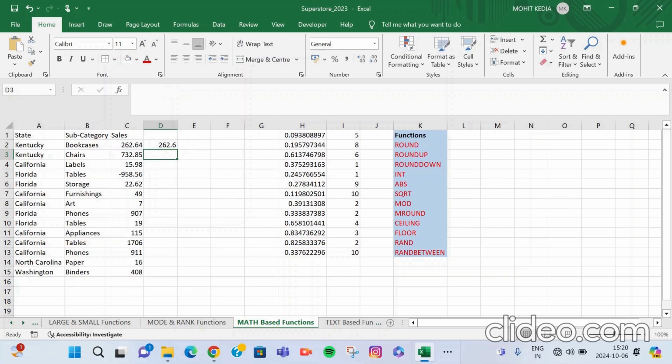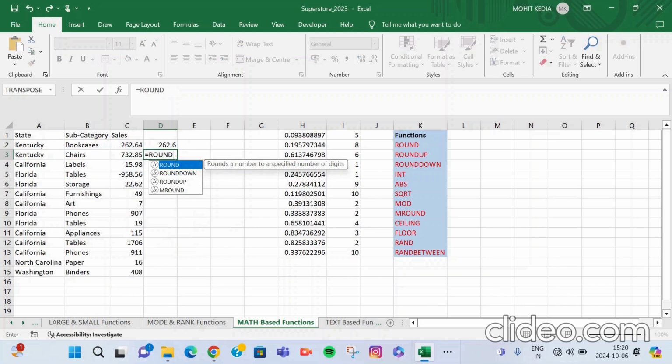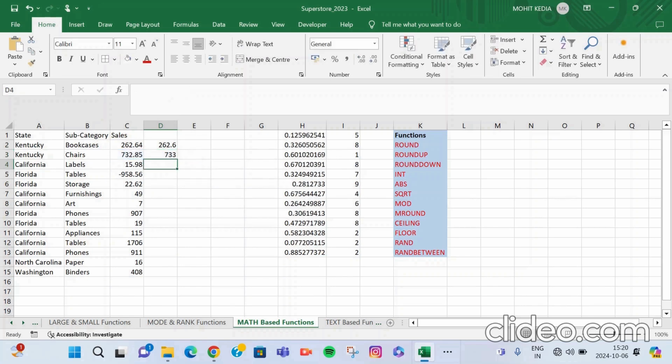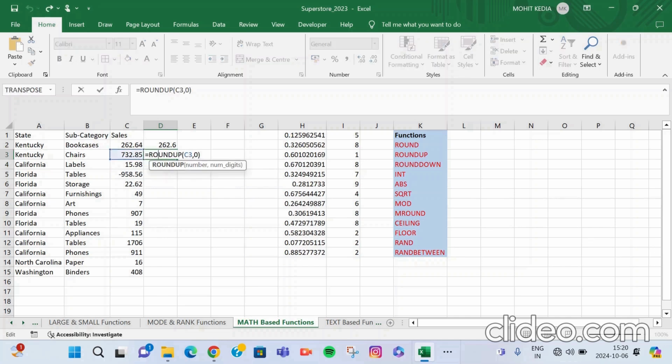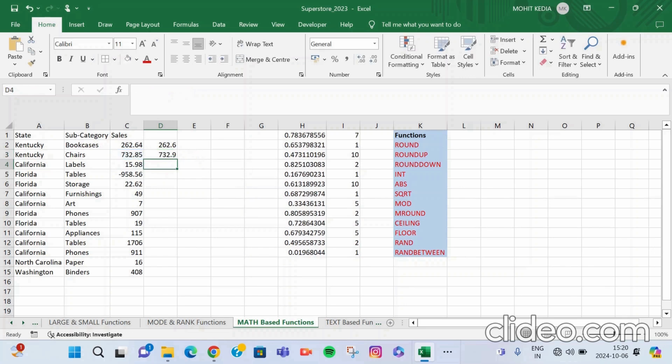Let's see round down. Sorry, round up. Let's do round up. This function takes the number and the number of digits. Let's say 0. It will give me 733. But if I give the digits as 1, it goes to the next decimal, a little longer than round down.